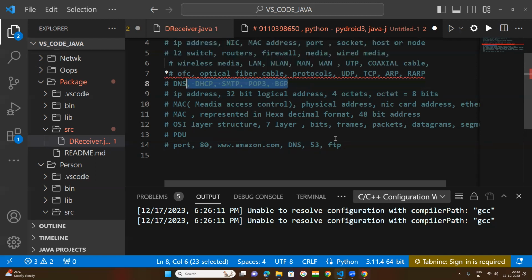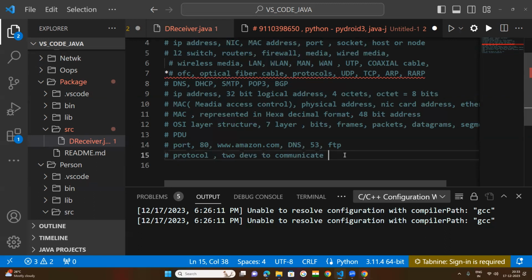Now, protocols. Simply I want to focus here: what is a protocol? Protocols are some rules and regulations. Suppose two devices need to communicate. If two devices want to communicate, they must follow these protocols. Otherwise, communication will not be established.